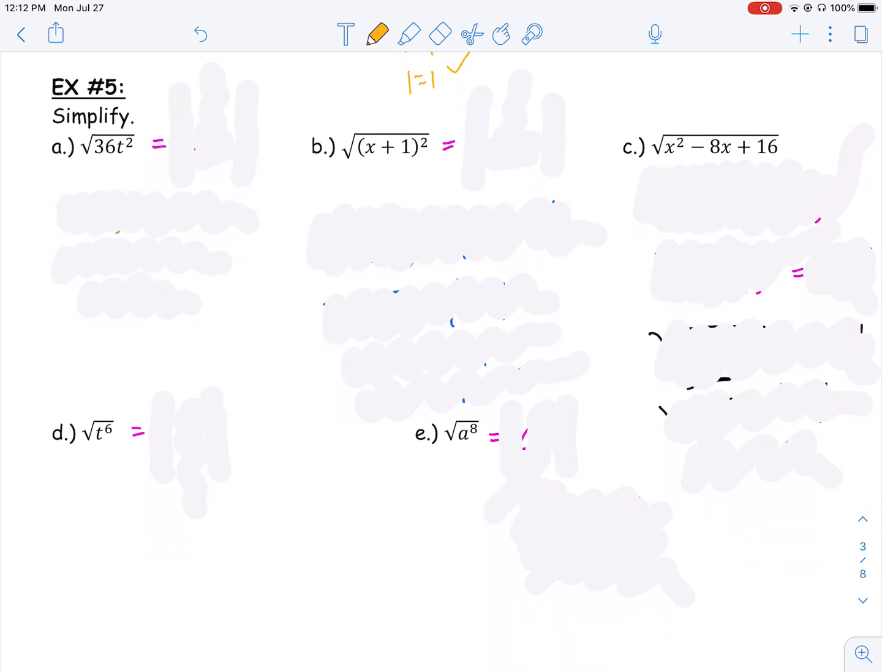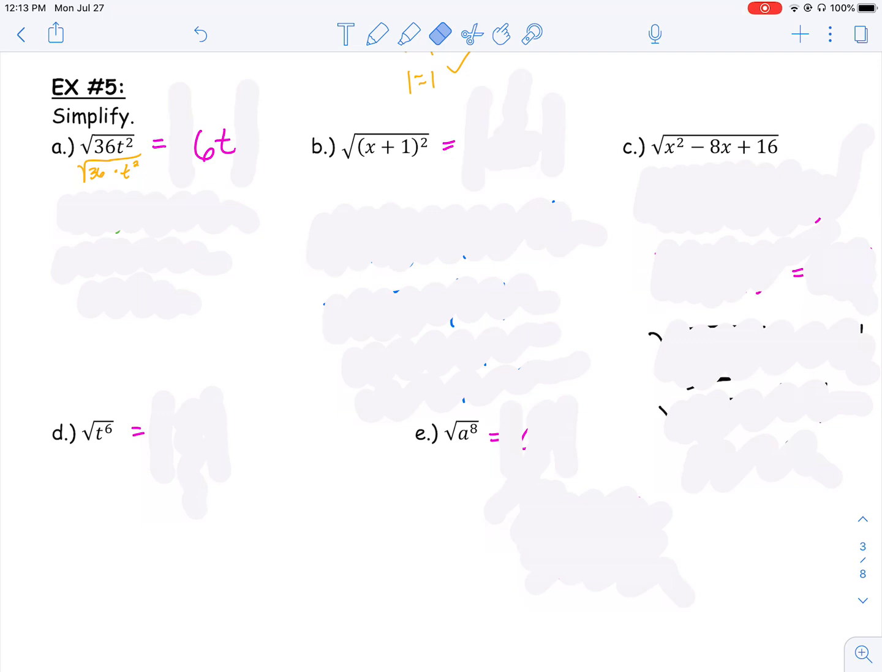In example number 5, it asks us to simplify the square root of 36t squared. Now, you can think about these as separate quantities if you'd like to. You can think about 36, the square root of 36, and t squared. Now, what number multiplied by itself gives us 36? Did you say 6? Okay, so now let's think about t squared. What quantity multiplied by itself gets us t squared? Well, what if I did t times t? Doesn't that give me t squared? So I can say that the square root of 36t squared is really 6t.